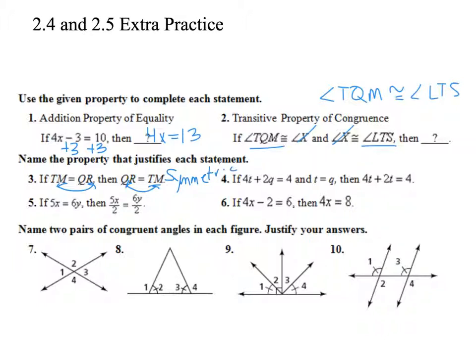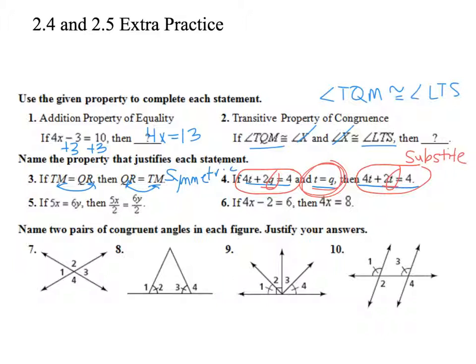And number 4, if 4t plus tq equals 4 and t equals q, then 4t plus 2t equals 4. So if I look at both of these circled red equations, the difference is that this one's 4t plus tq, this one's 4t plus 2t. So the difference is we've substituted q and t. So this is the substitution property. So I write substitute or substitution.